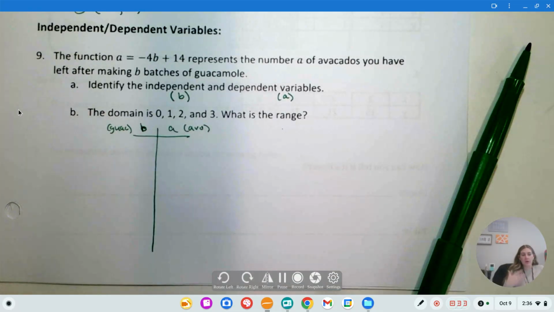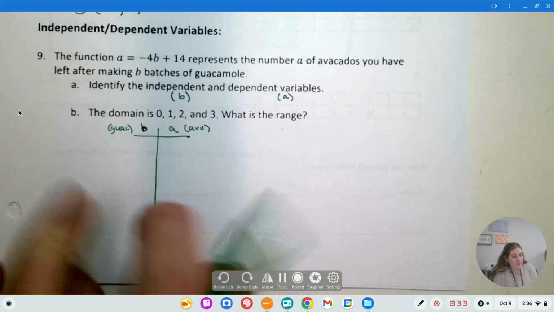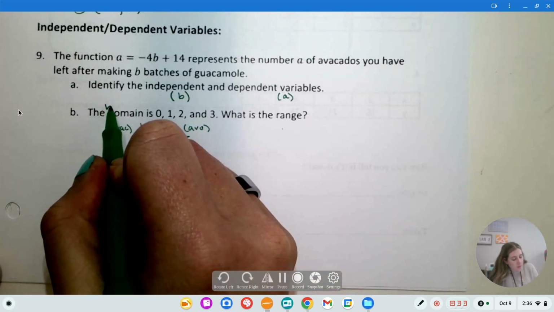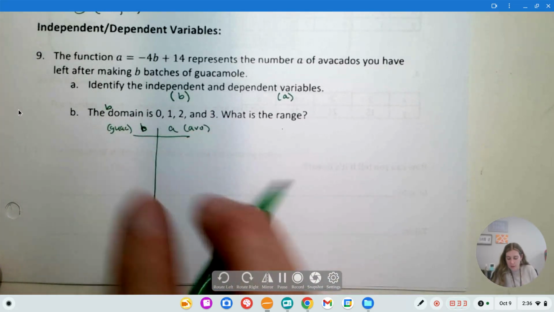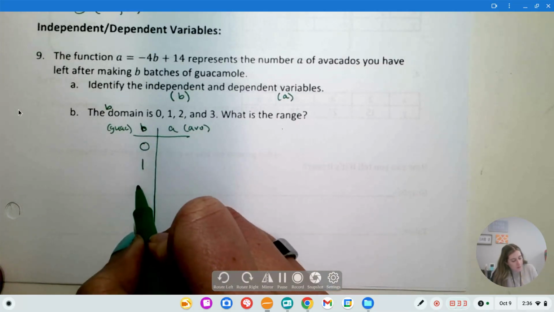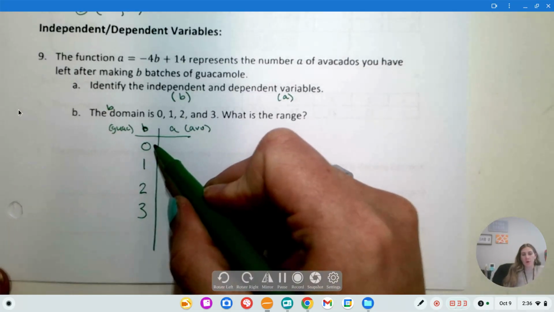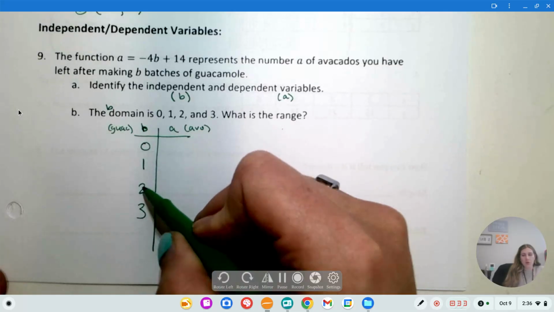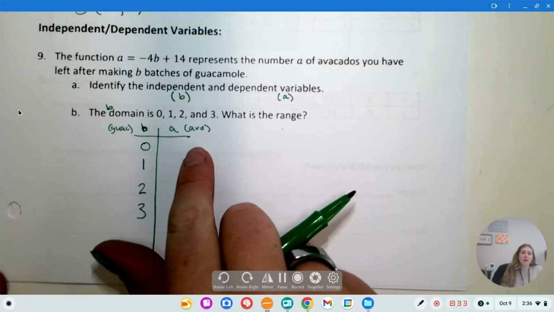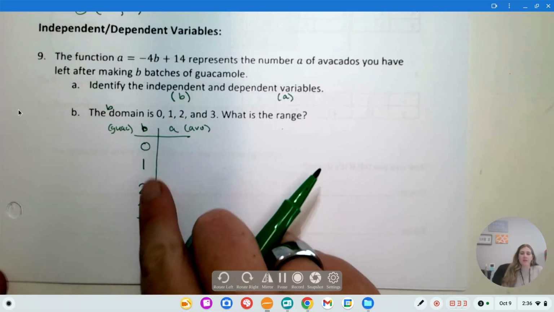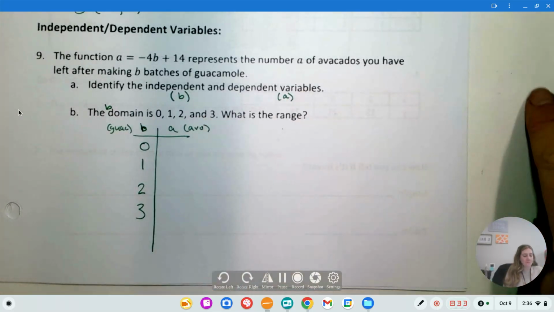I made a whole bunch of guacamole, then I'm seeing how many avocados are left. It doesn't matter what I started with. I'm going to make 8 batches of guacamole. How many avocados do I have left? So my B values here is the domain. 0, 1, 2, and 3. So if I fill that in, and these are batches, right? No batches of guac. 1 batch, 2 batch, 3 batch. I'm trying to figure out how many avocados are left every time I make another batch of guacamole.